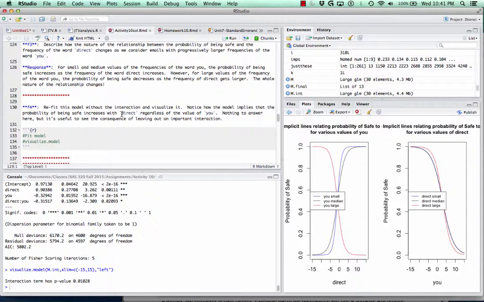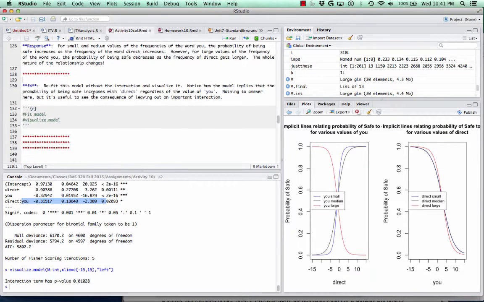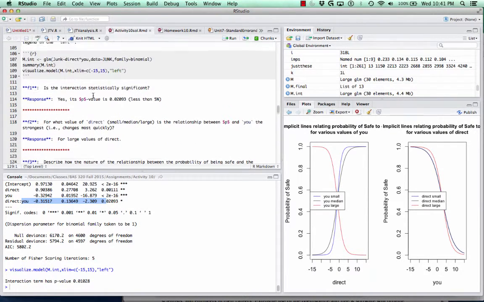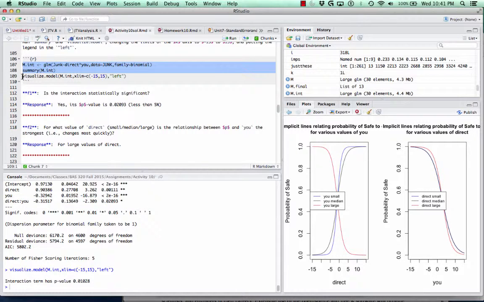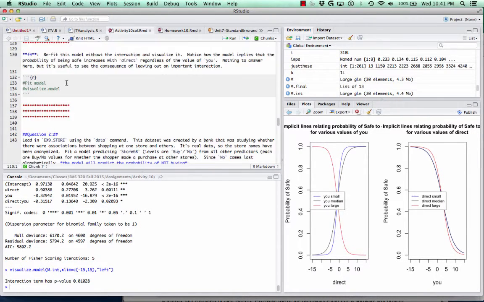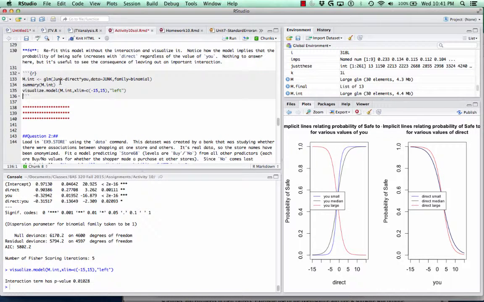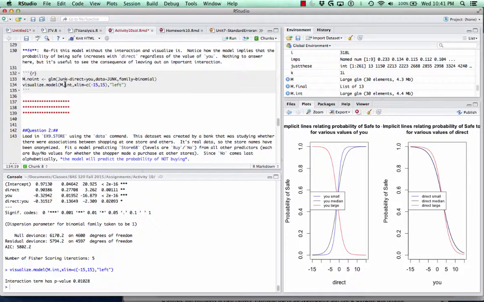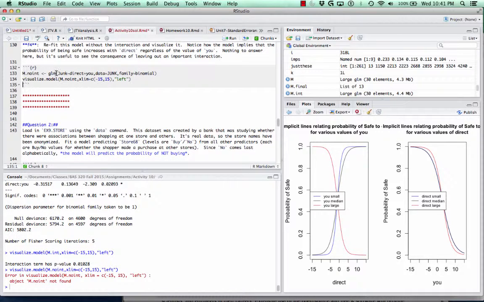Okay, so we saw that the interaction was statistically significant, so we gain additional information about the probability of being safe or junk when we add that interaction to the model. And had we not fit that interaction, the whole story of how we thought the probability was changing with the word frequency direct would be quite different. So I'm going to refit that model with no interaction, replacing the multiplication with a plus sign. Let's visualize that model just to see how much the story would have changed. I should probably fit it first.